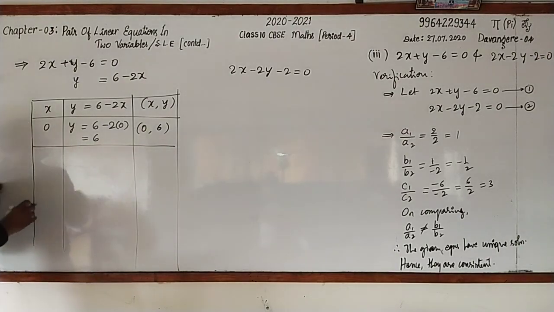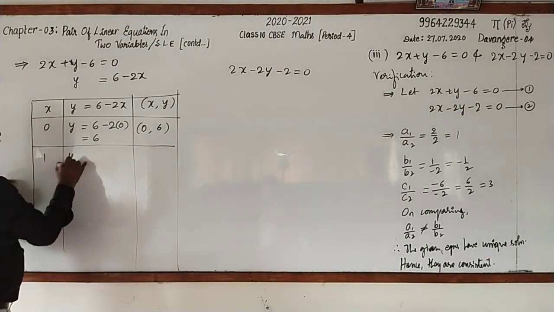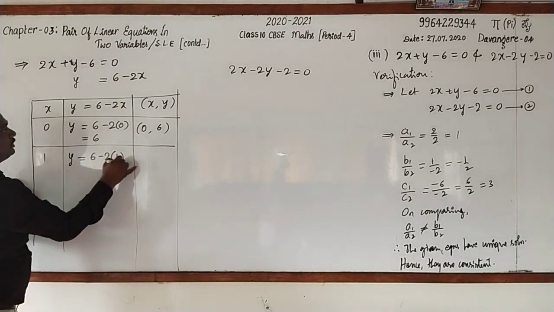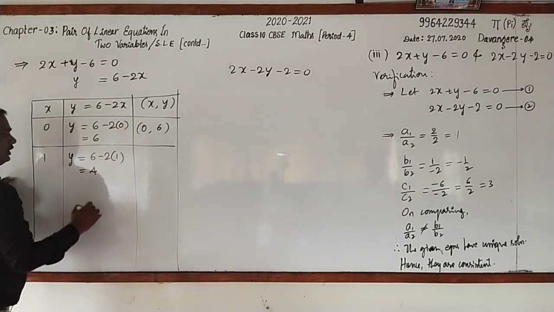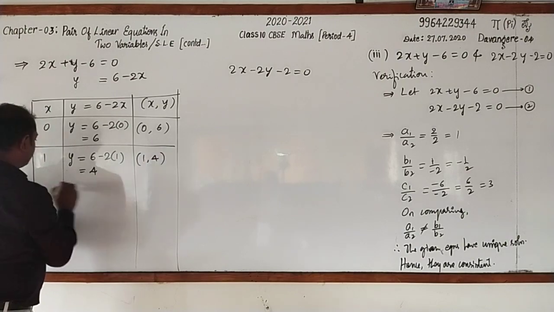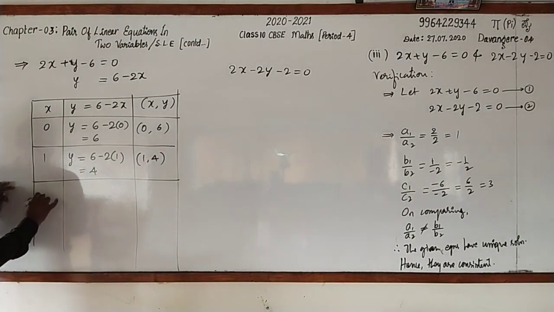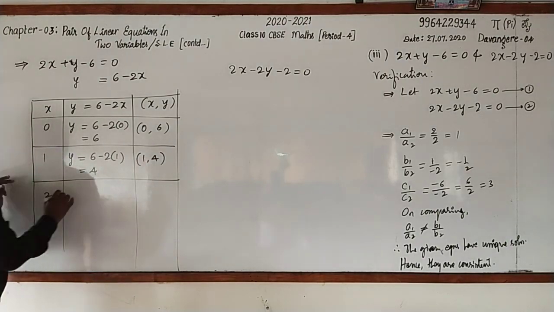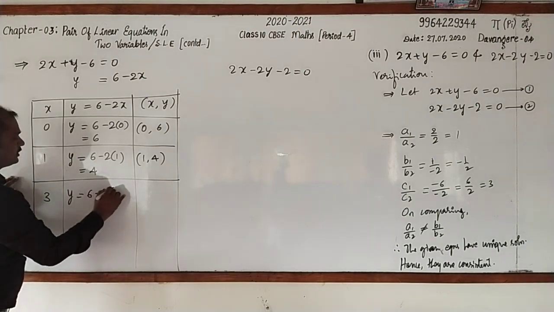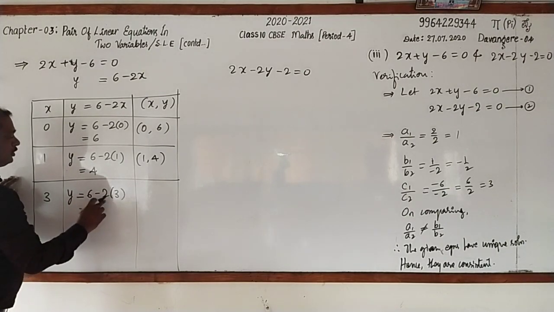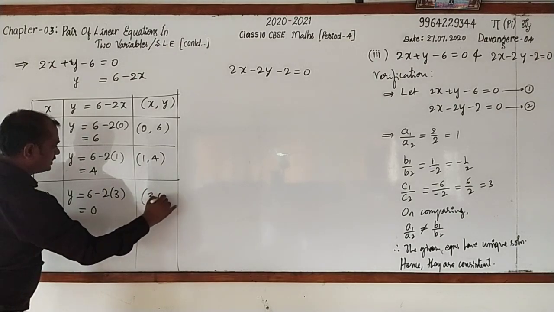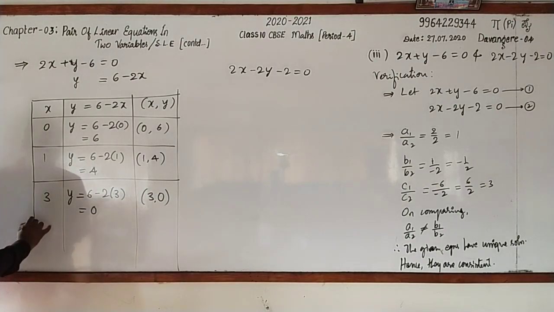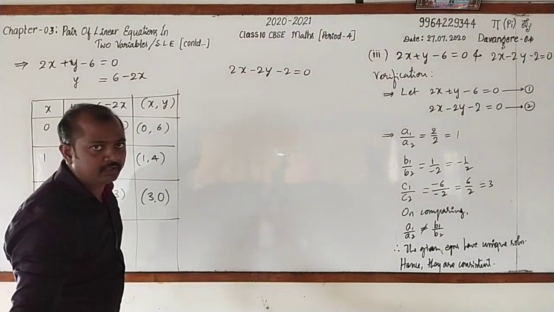Next, let's go for taking 1. y is equal to 6 minus 2 into 1. Two ones are 2. 6 minus 2 is 4. 1 comma 4. Next, when x is 3, y is equal to 6 minus 2 into 3. Two 3s are 6. 6 minus 6 is 0. When x is 3, y is 0. Hope that you have understood.